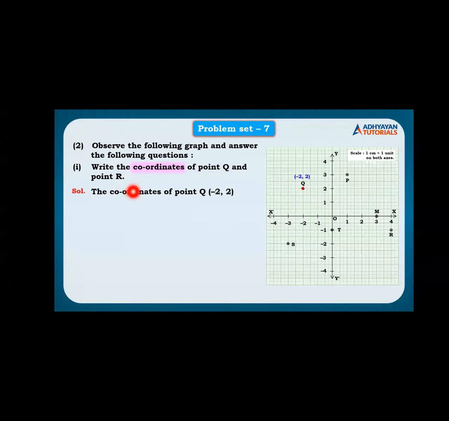Likewise, for point R, if you ask me, again the pattern would be x coordinate, y coordinate, right? So the x coordinate is 4 and the y coordinate, children, as you can see, is -1. I hope it is understood.